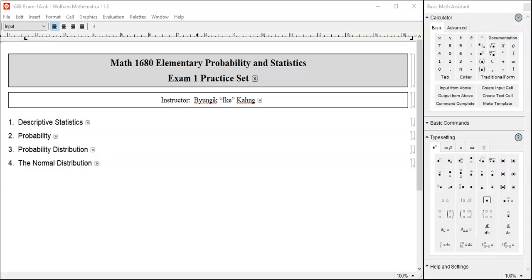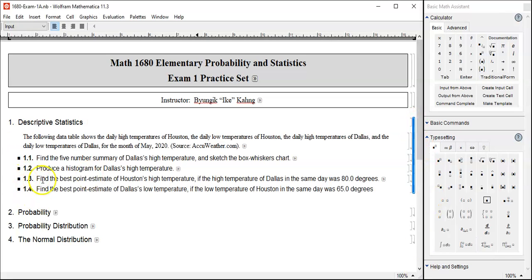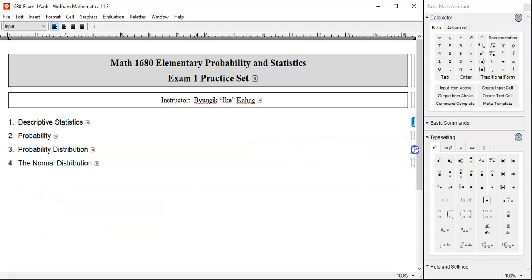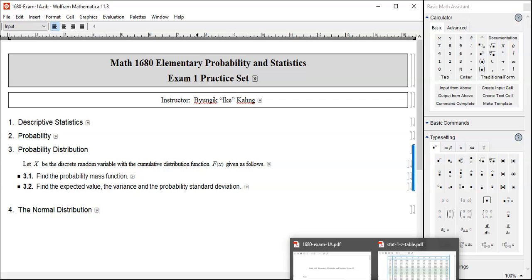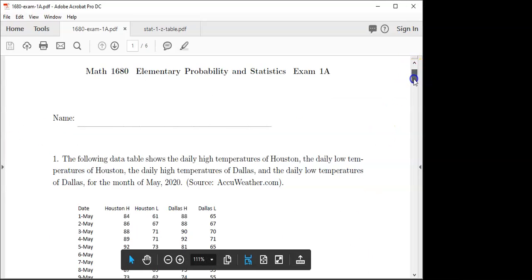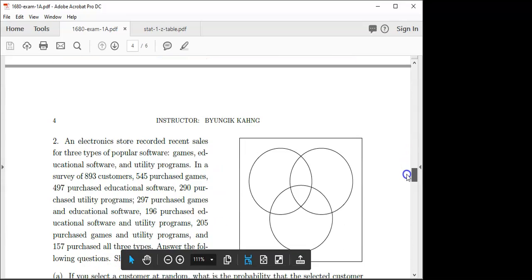Hello students, welcome back. Let's go to the second most important problem. The second most important problem is, to me, a kind of tie between the regression problem 13, 14, and the discrete probability distribution problem number 3. Well, let's do number 3 first. And let's go to the problem set here in the PDF file. It looks like this.